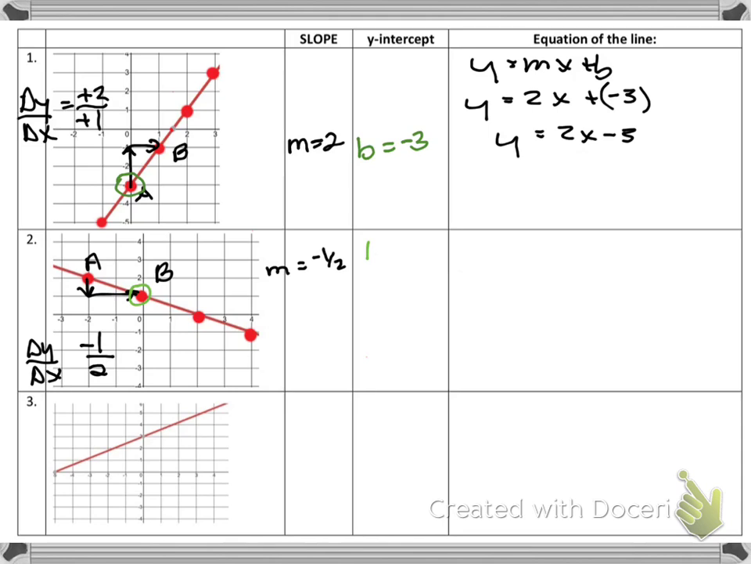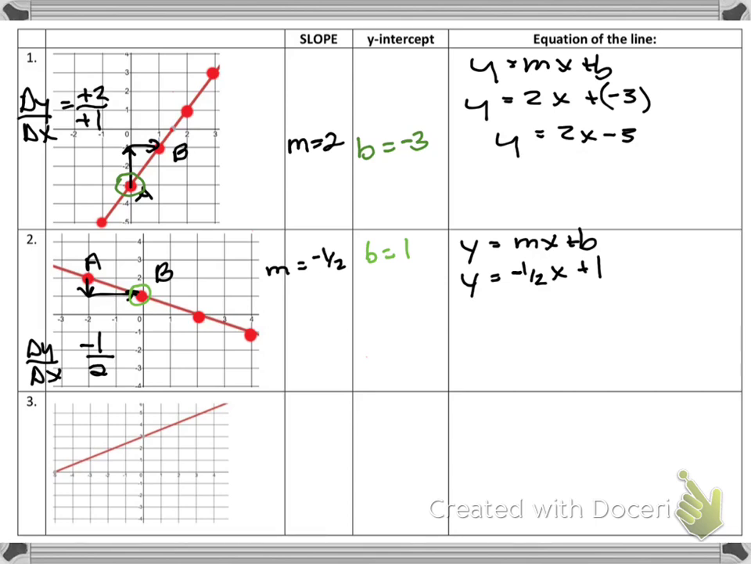If you said that the y-intercept is positive 1, that is correct. So then we just plug in these 2 values into y equals mx plus b. So we have y equals negative 1/2 x plus 1, and that's our final answer. Let's do one more graph.